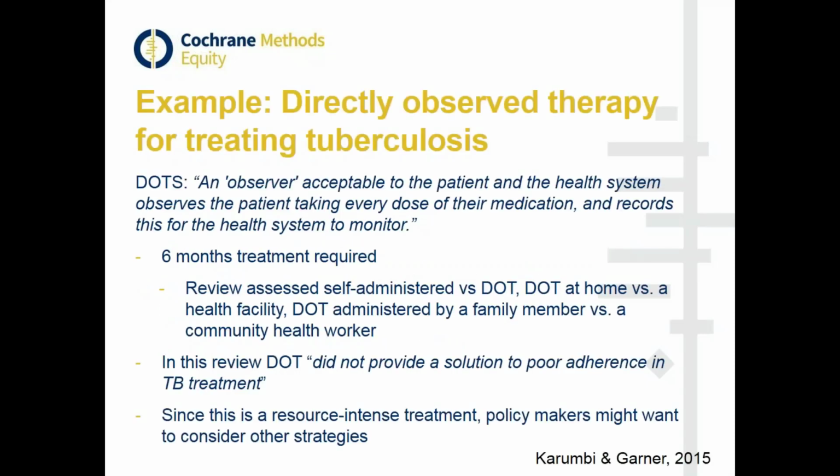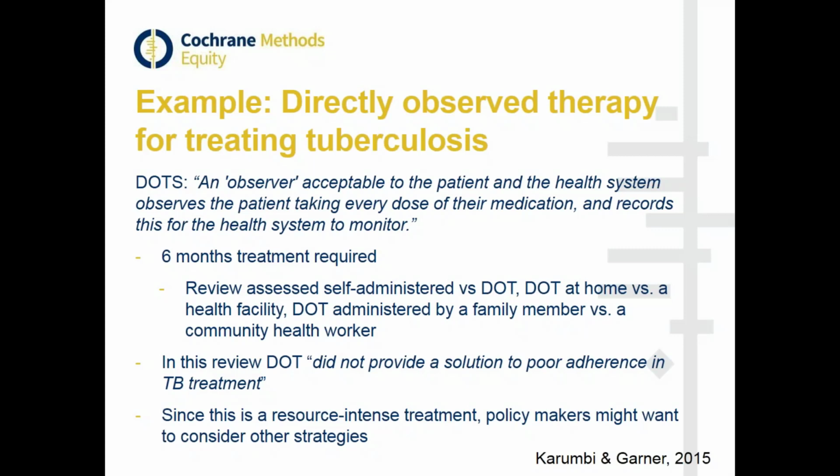So for example, directly observed therapy for tuberculosis is a pretty famous intervention for TB. So basically, TB treatment can take up to 6 months, or it should take at minimum 6 months. And in directly observed therapy, the patient gets observed taking every dose of their medication, so daily or weekly, and that gets recorded for the health system.